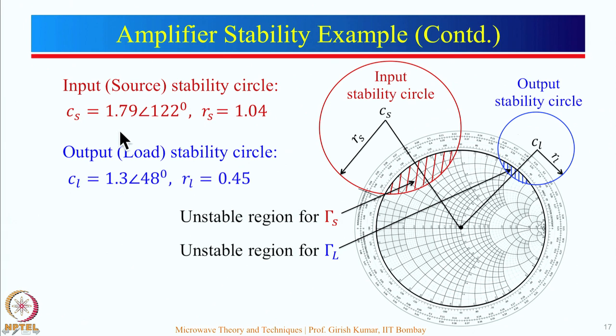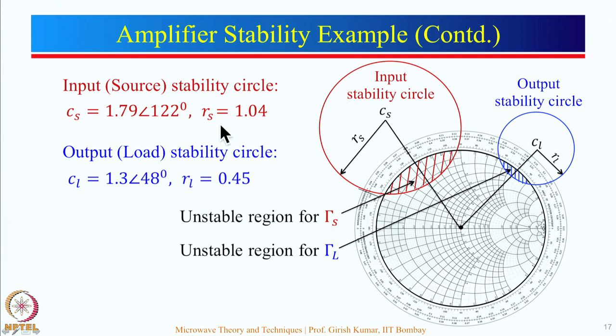So, how do we locate that? What you need to do, you measure this particular distance here, call this particular thing as 1. So, now we need 1.79. So, let us assume that this particular distance is 10 centimeter. So, if this is 10 centimeter, then 1.79 will be equal to 17.9 centimeter. So, you draw this particular line at an angle of 122 degree. So, this will locate the center Cs.